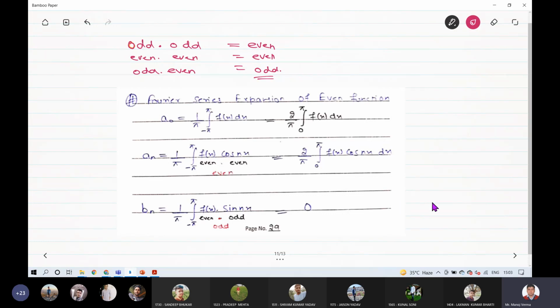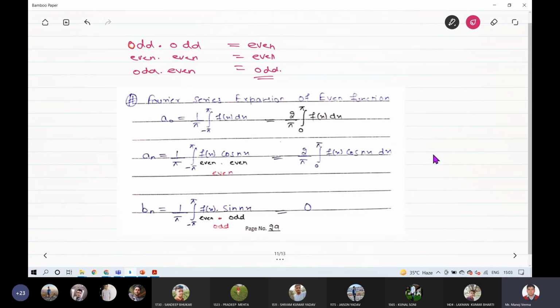But remember one thing, you can only apply these shortcuts or these properties when limits are from minus pi to pi. If limits are from 0 to 2 pi, you cannot make the integral of an odd function to be 0. Okay, you have to keep in mind this thing.